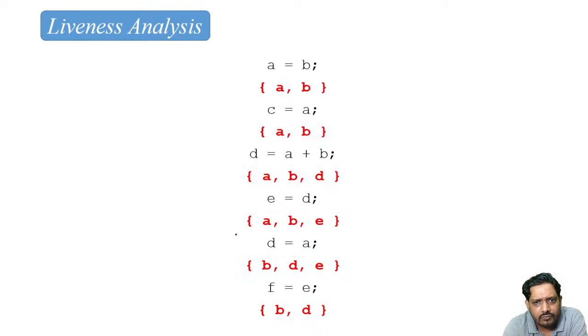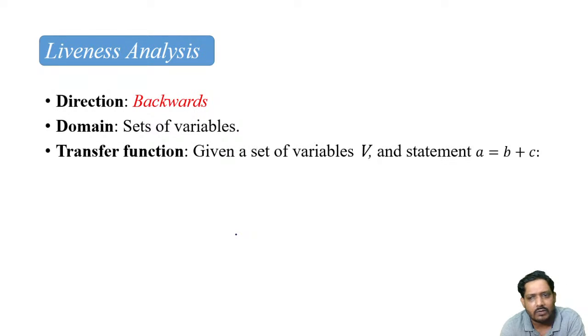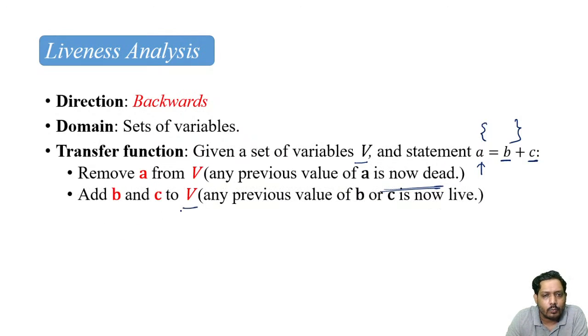So there is some sort of transformation happening here. Now, direction backward, domain is the set of variables V, transfer function is on the set of variables, and the statement is A is equal to B plus C. So we have a variable and we are analyzing the statement, and B and C will be read, so they will be alive, and A is being updated, so it will be dead. In the transfer function, we have variables and a statement. Remove A from V, any previous value of A is now dead, and B and C will be added into V. Any previous value of B and C is now live.